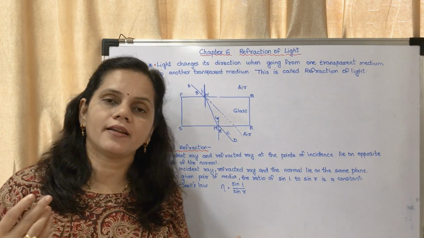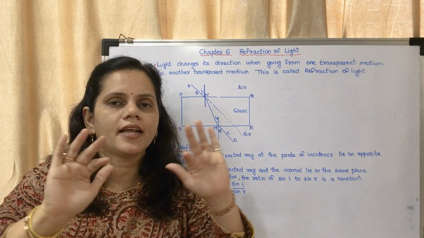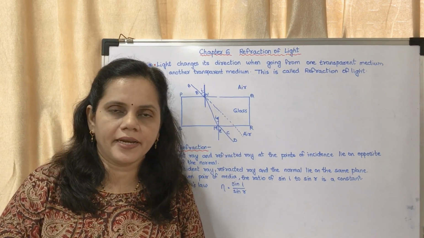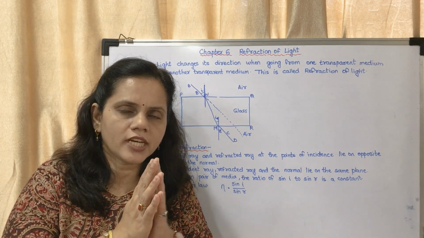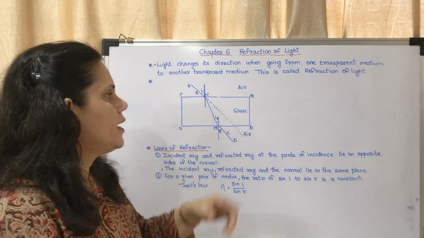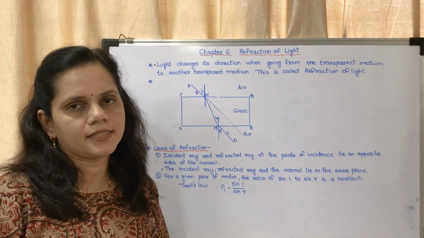Now what do you mean by rarer and what do you mean by denser? When the molecules are a little bit away from each other, it is said to be a rarer medium. When the molecules are packed near to each other, it is said to be a denser medium. Here air is a rarer medium and glass is a denser medium.